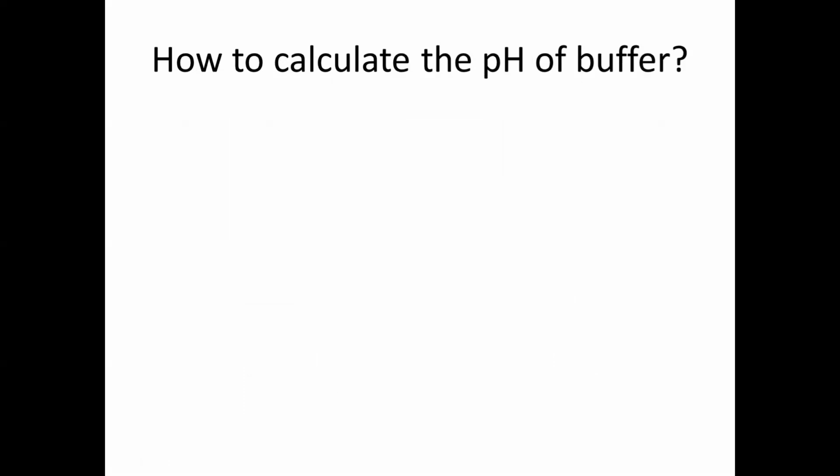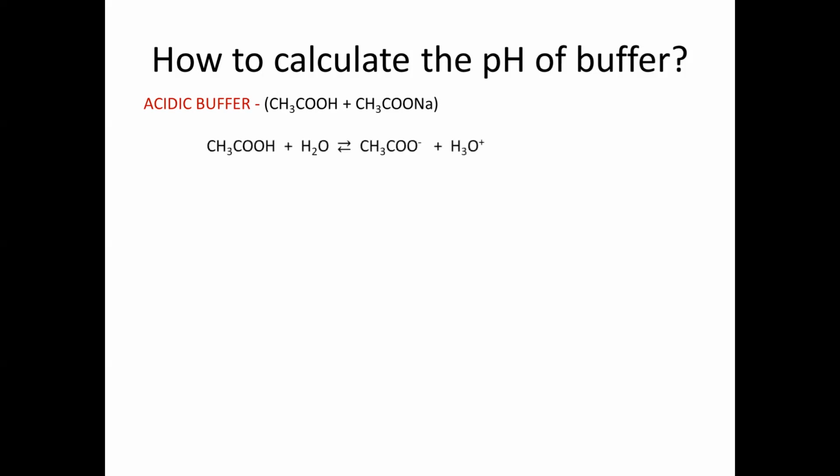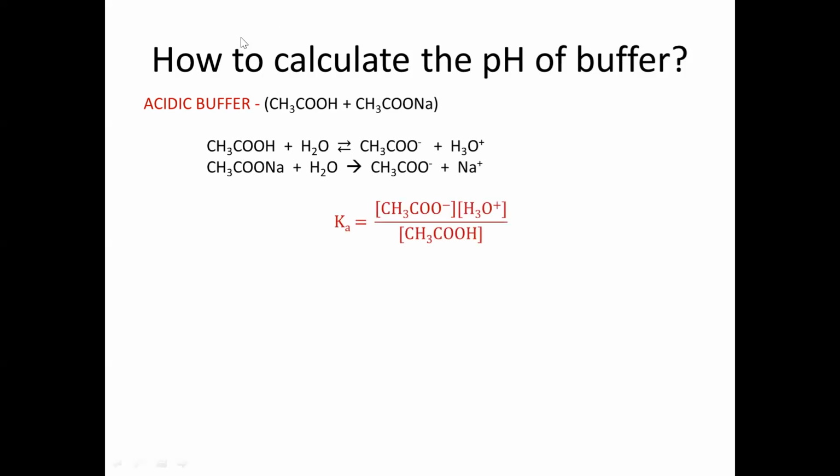Now, how do we calculate the pH of buffer solutions? This is a very important part. We have to derive the equation for calculating the pH of buffer solutions. Let us start with an acidic buffer, which is a mixture of acetic acid and sodium acetate. The two equations which are happening in the aqueous solution are shown here. Now, we know that acetic acid, being a weak acid, has an equilibrium constant Ka, which can be written as the concentration of products upon the concentration of reactants, which is shown here.